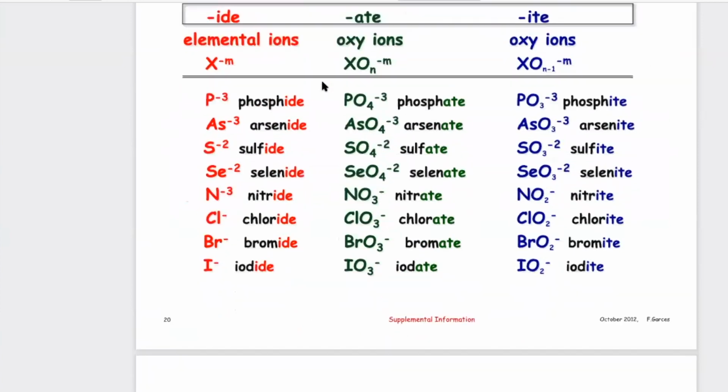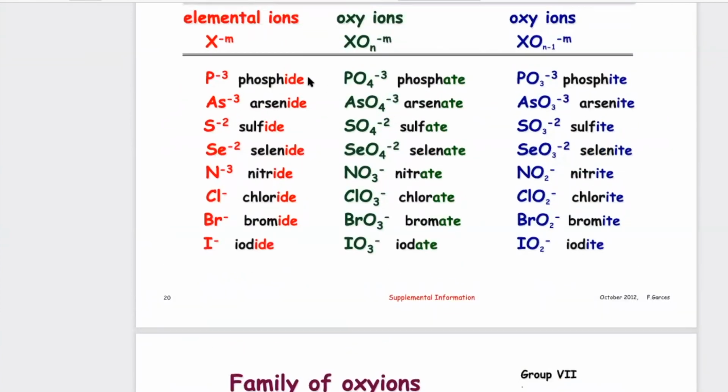This will show you about ions that sound the same, but they are different. This is phosphide. You see how all of these have an IDE ending? That's the elemental ion. These are ates. They have oxygen in them. It's an oxyanion. These are ites. They have one less oxygen than the ates. Where phosphate is PO4 minus 3, phosphite is PO3 minus 3.